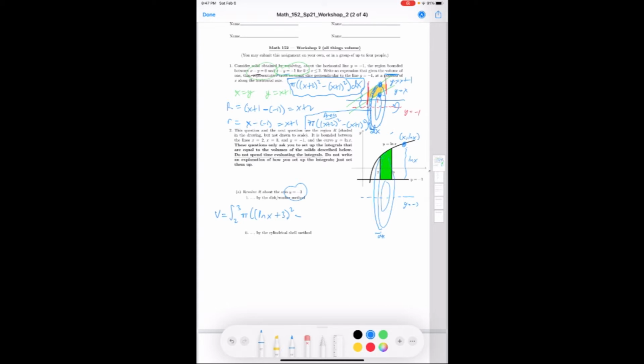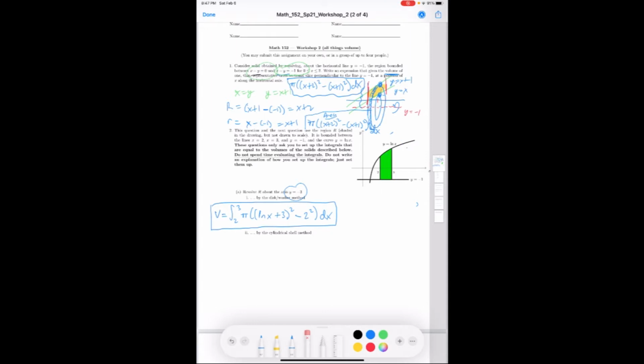Negative 1 minus negative 3 is just 2 squared. You didn't actually have to simplify this to get a correct answer. I'm just doing it. So, all right, so that's the washer method. Now, the shell method. I'm going to erase this now so that we can see what we're doing in the x direction.